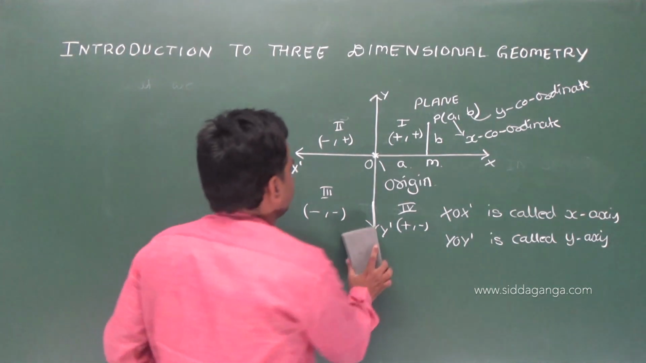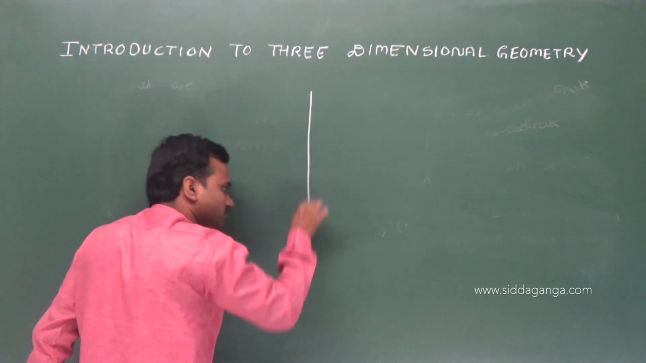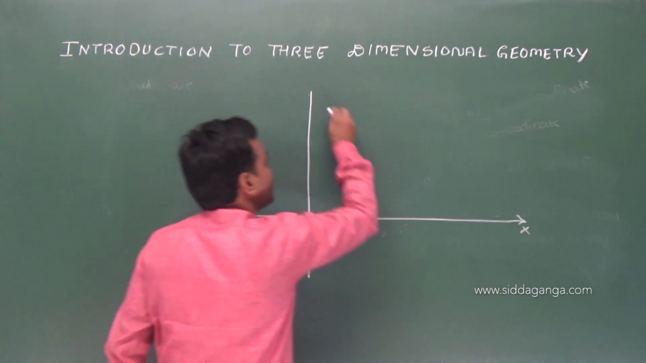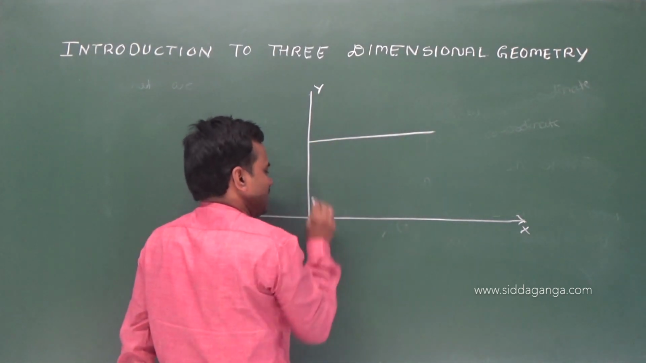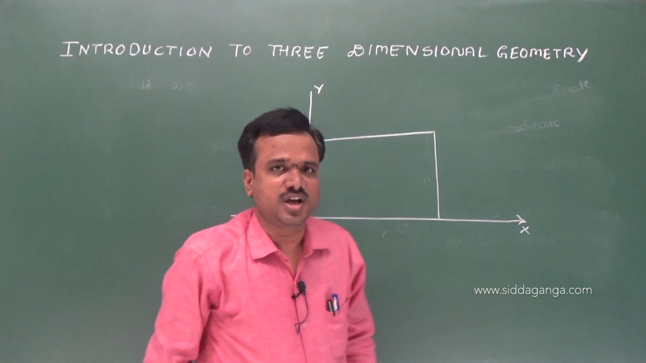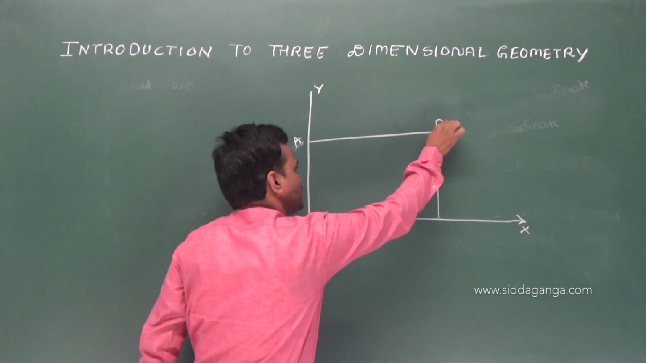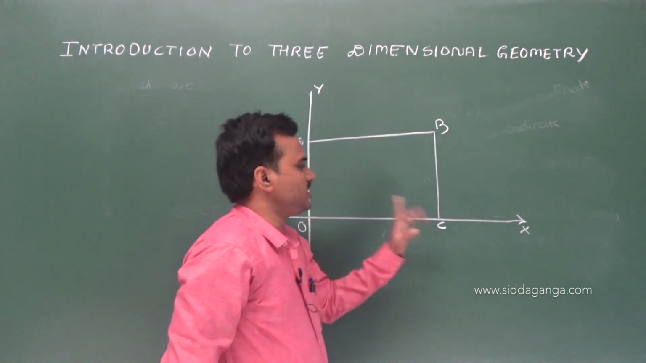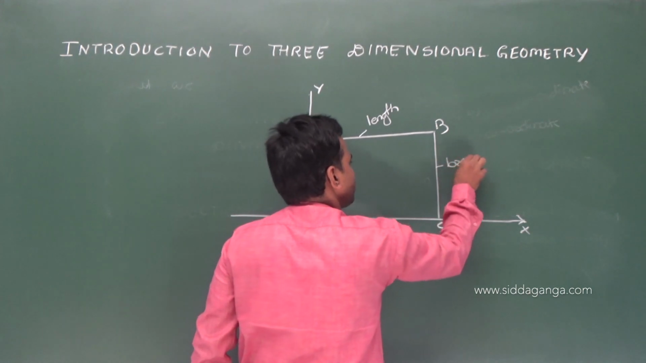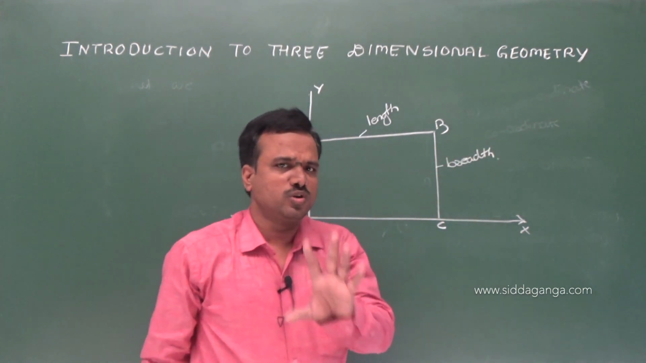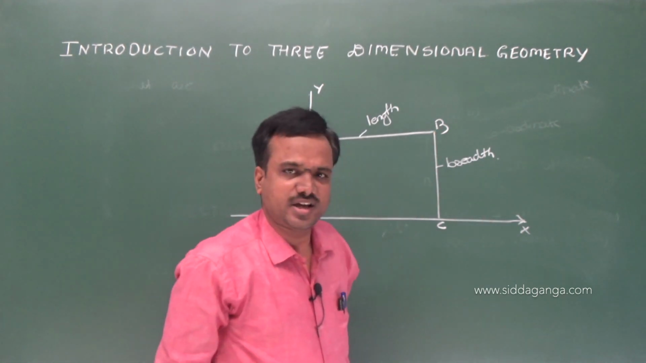My question is, why do we learn three-dimensional geometry? I take the xy plane, two-dimensional geometry. In the xy plane, I want to draw a square. For a square, I need length as well as breadth. Let the square be OABC. It needs only length and breadth, so we only need two axes. Length indicates the x coordinate, breadth indicates the y coordinate.